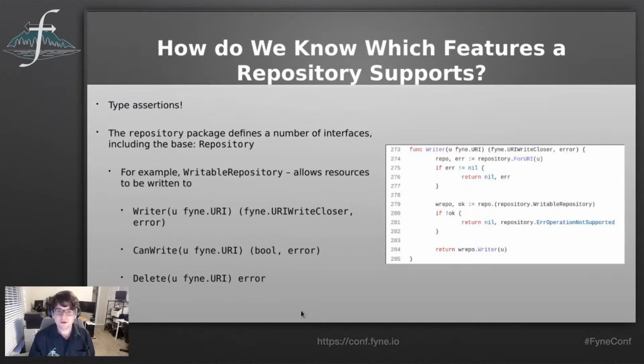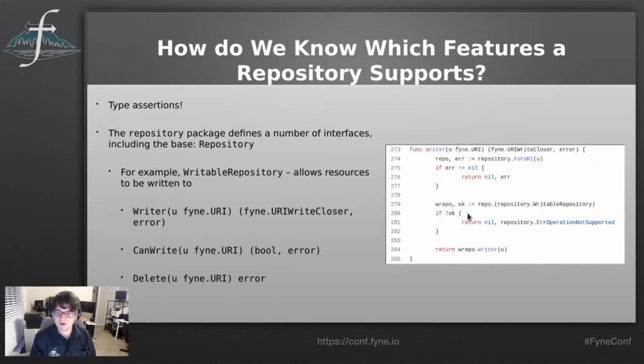So how do we know which features a repository supports? Because, say, with a file, you could read that or you could write that, but maybe in HTTP you can only read, or maybe you have a read-only zip archive and you can only read stuff, you can't write stuff, or different things like that. Or maybe you're doing some crazy data model we didn't anticipate where getting directory listings doesn't make sense. So we do this using type assertions, actually.